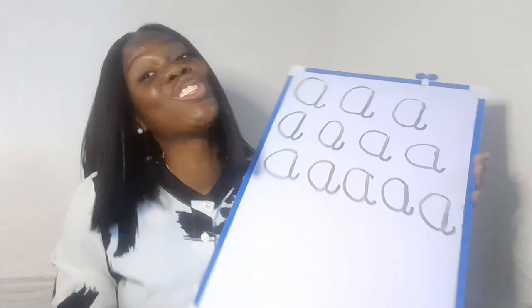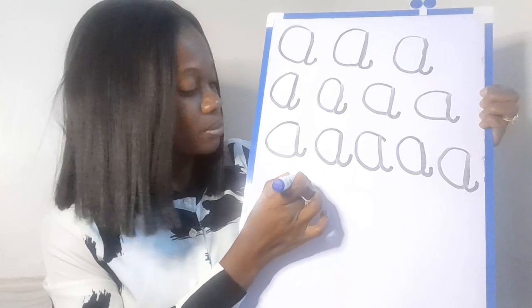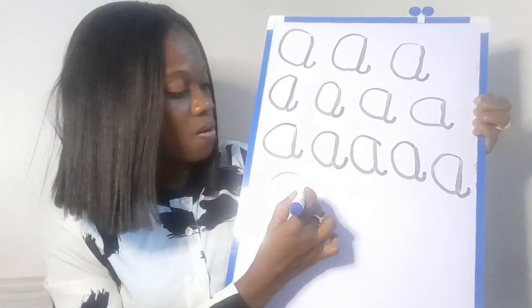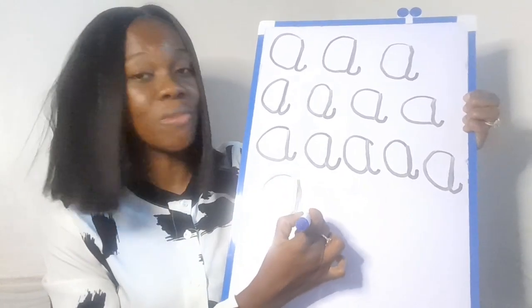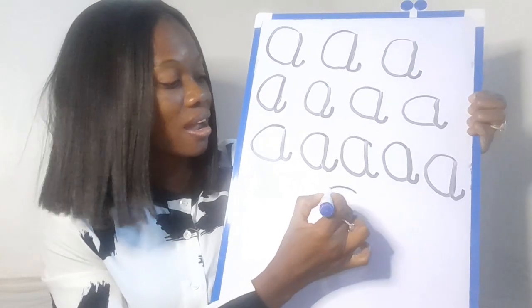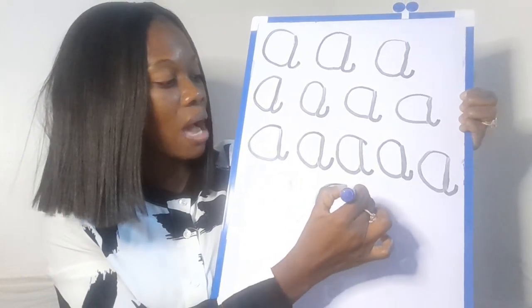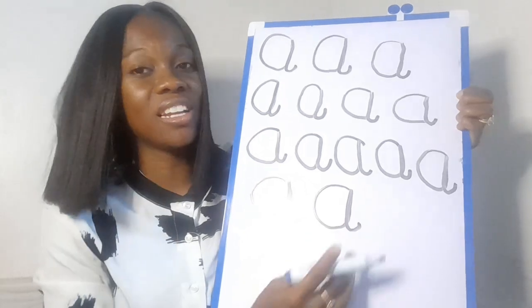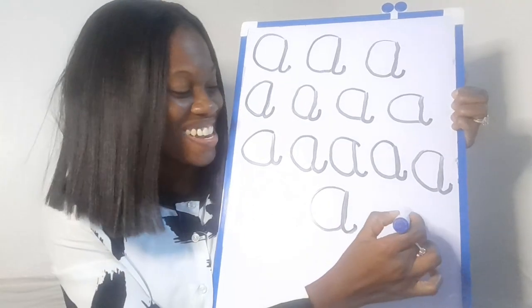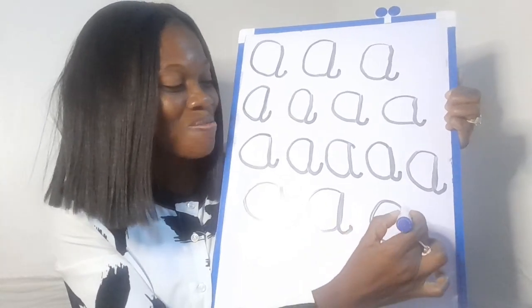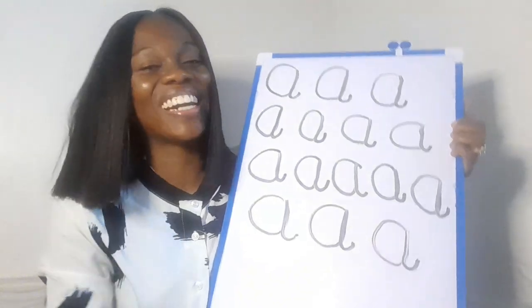Beautiful. Mrs. Ezebuchi is so proud of you. Okay? Well done, children. You did an amazing job today. So one more time, we're going to just write two more times. Yes, just two. A back curve, go up, down the same line and make a loop. Again, a back curve, go up, down the same line and make a loop. Can we just write one more time? A back curve, go up, down the same line and make a loop.